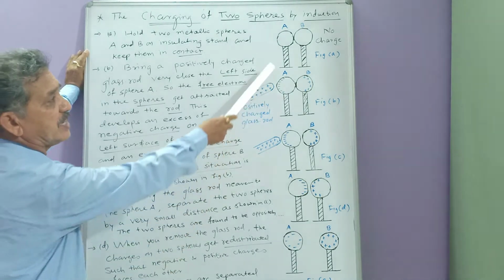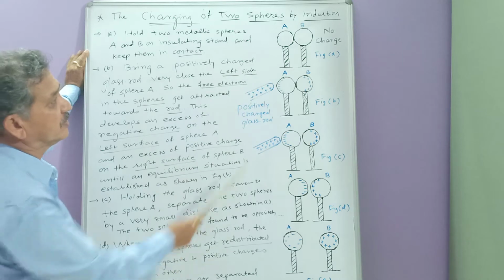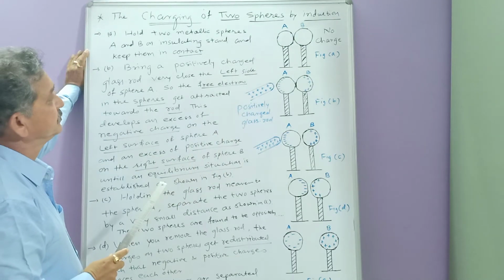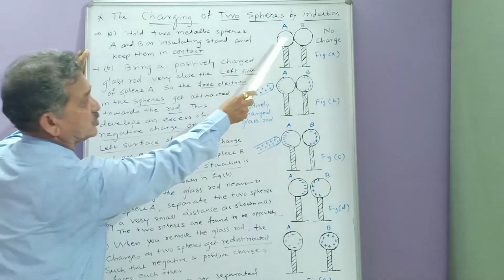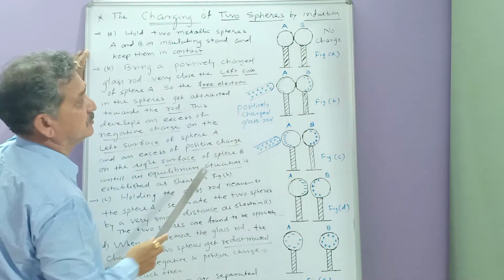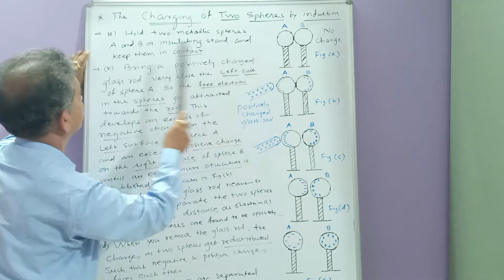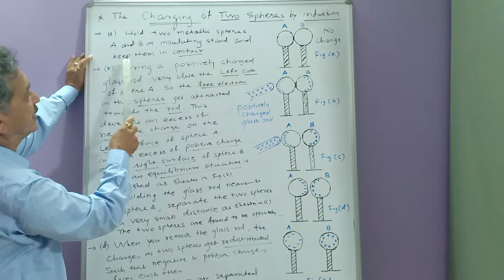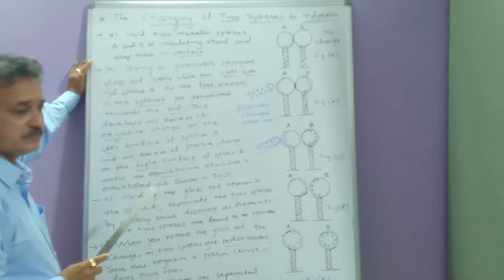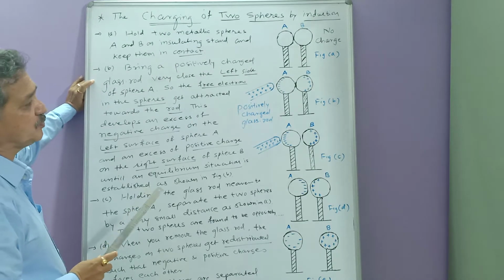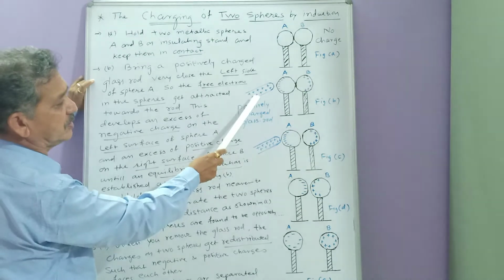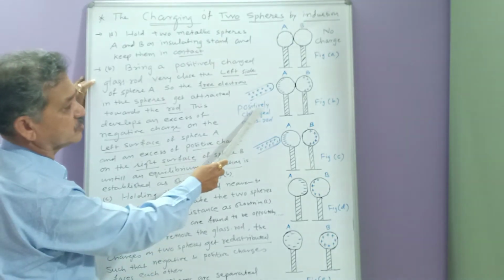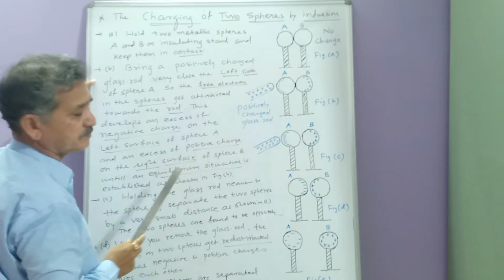As you can see in this diagram, there are two metallic spheres which have been held on insulating stands, and we remember they should be in contact. There is no charge at all on the two metallic spheres A and B, which are held on insulating stands and kept in contact. Now in order to induce the charges, we consider a positively charged glass rod. You bring this positively charged glass rod very close to the sphere A.